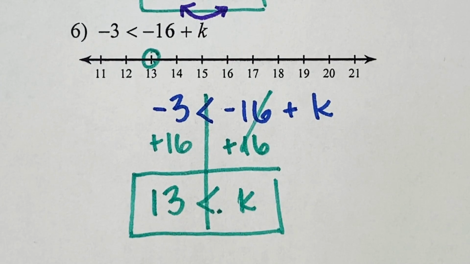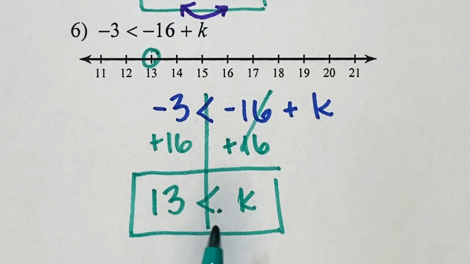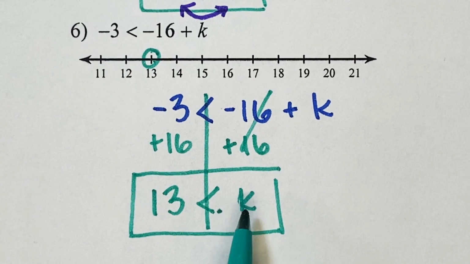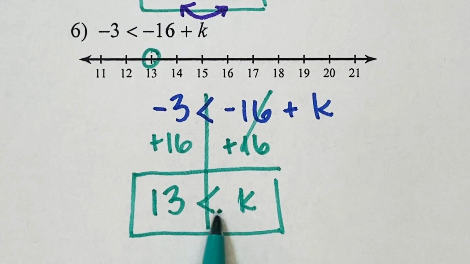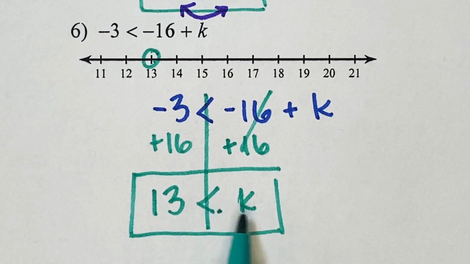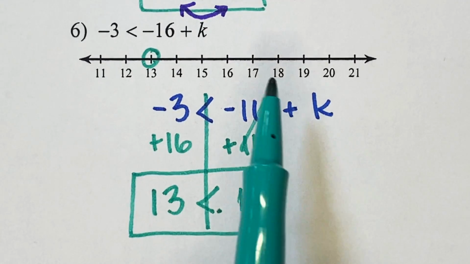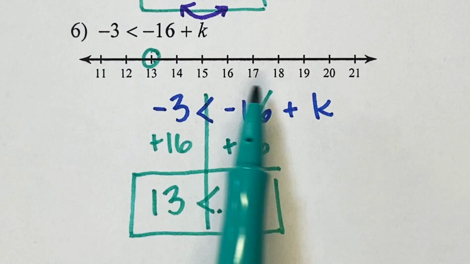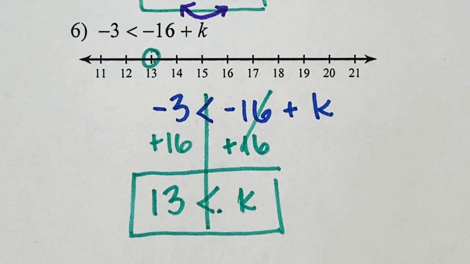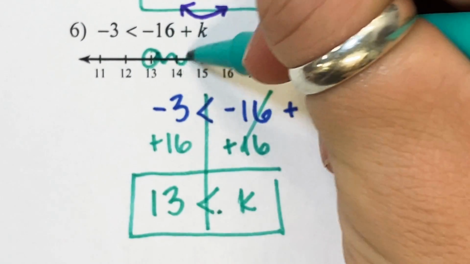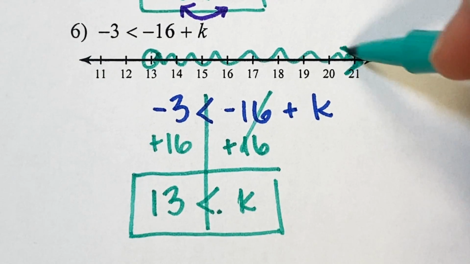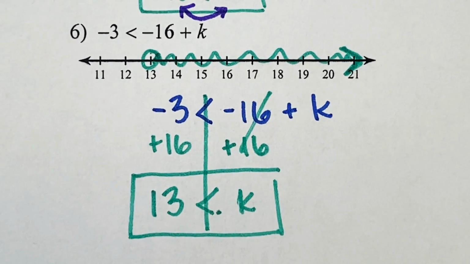Okay, now careful. The variable didn't come first this time. It's the 13 that came first. So we can't use the little trick. So let's actually look at what it's saying. This is saying k is greater than, right? Because the alligator wants to eat the k. K is greater than 13. So where are my numbers getting bigger? Greater than. Okay, they are getting greater than to the right.